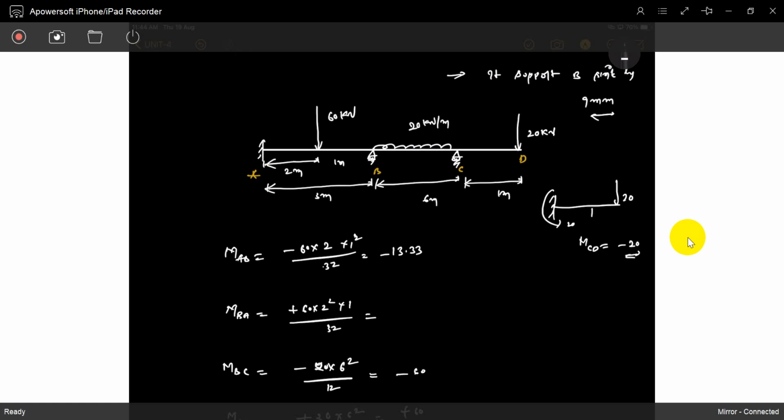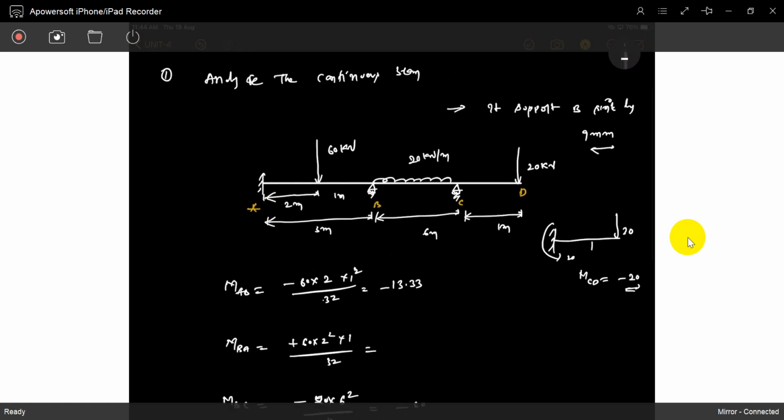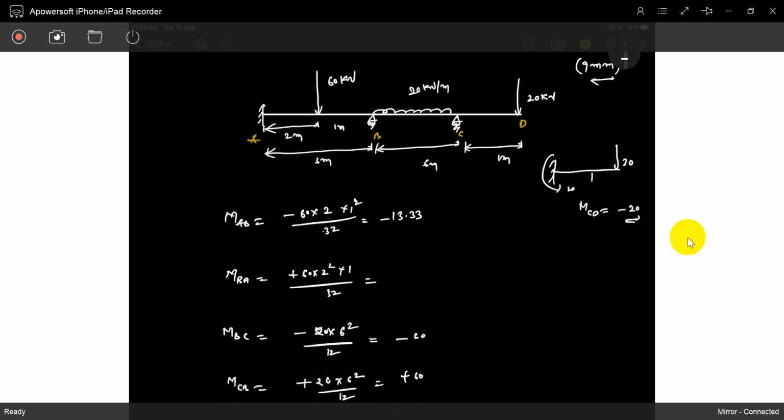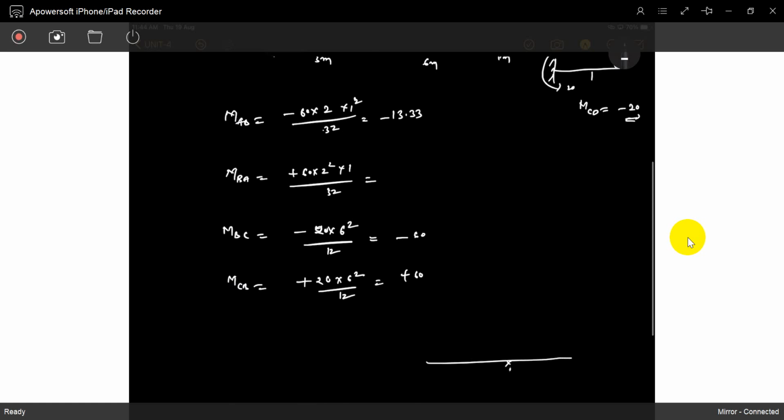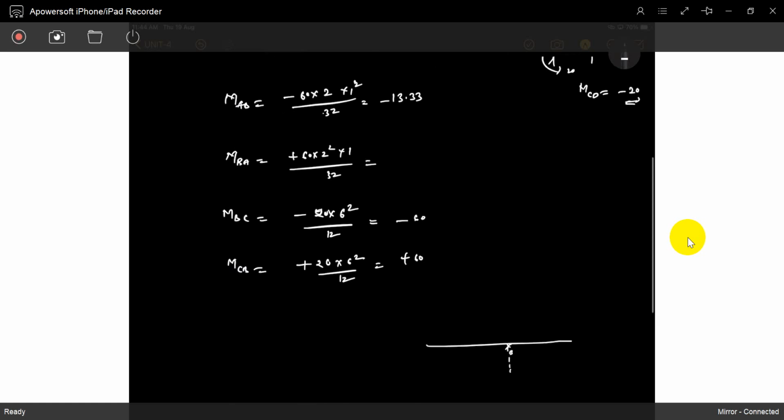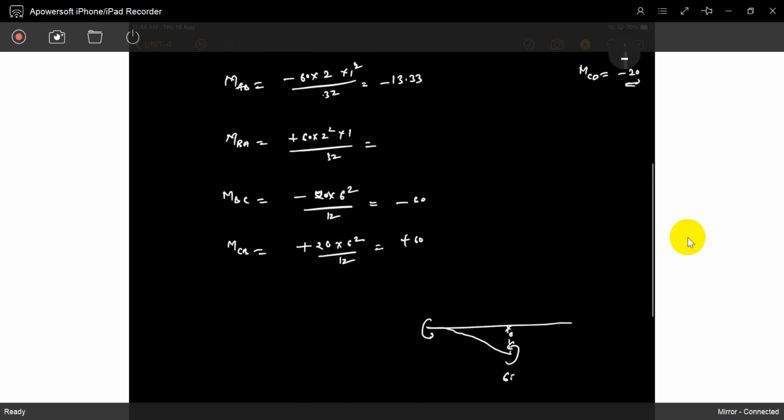You know it. If the support sinks by 9 mm, what will happen? We already discussed. See, in the ABC frame, support B sinks. How can it be fixed? Automatically moments will develop here and here also. How much is it? 6EI delta by L squared. Which direction is it? It is anti-clockwise, both are anti-clockwise, so both are negative.